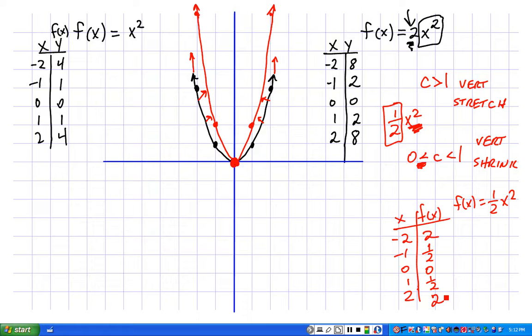Okay, so if you apply to these points, what you'd notice, you still have your 0, 0 in the middle. At positive 1 you get 1/2, and at -1 you get 1/2. At positive 2 you would get 2, and at -2 you would get 2.